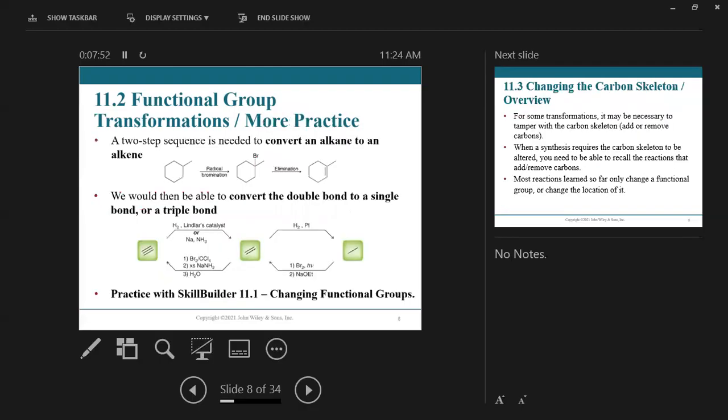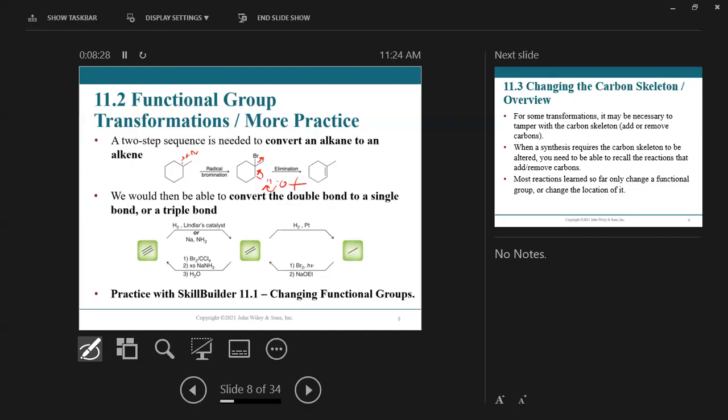All right. So it says this two-step sequence is needed to convert an alkane to an alkene. We can do some radical bromination. We'd have this. Then we can do an elimination step. If we put in a bulky base like T-butoxide, we can get rid of this hydrogen right here. We have our elimination step.